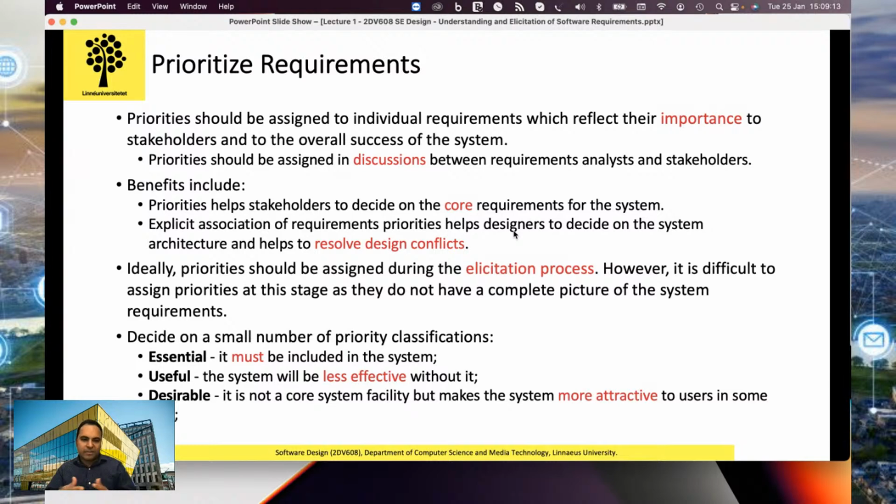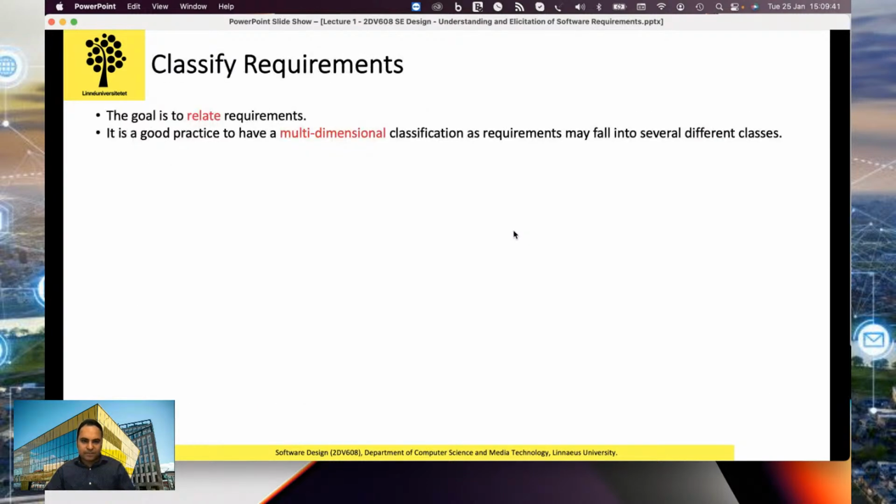The desirable ones are not necessarily important for the functionality of the system, but they can make the system more attractive, let's say, or more presentable. So those are kind of optional requirements. So you can tag your requirements using this kind of classification.